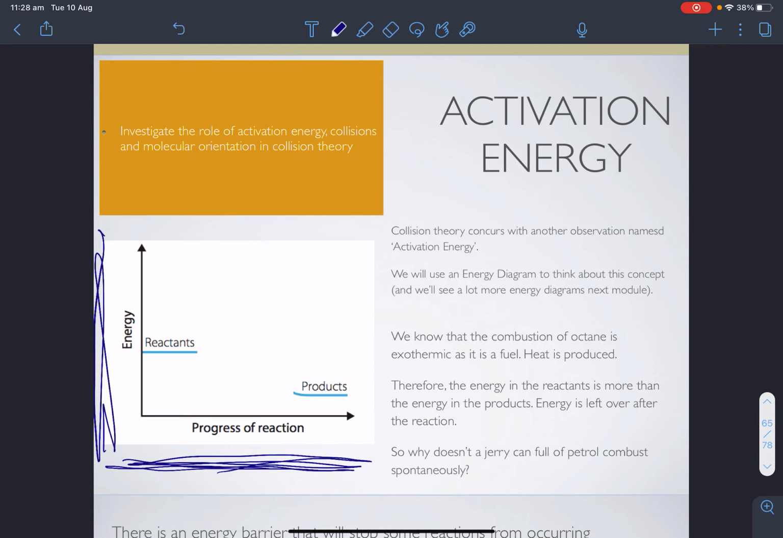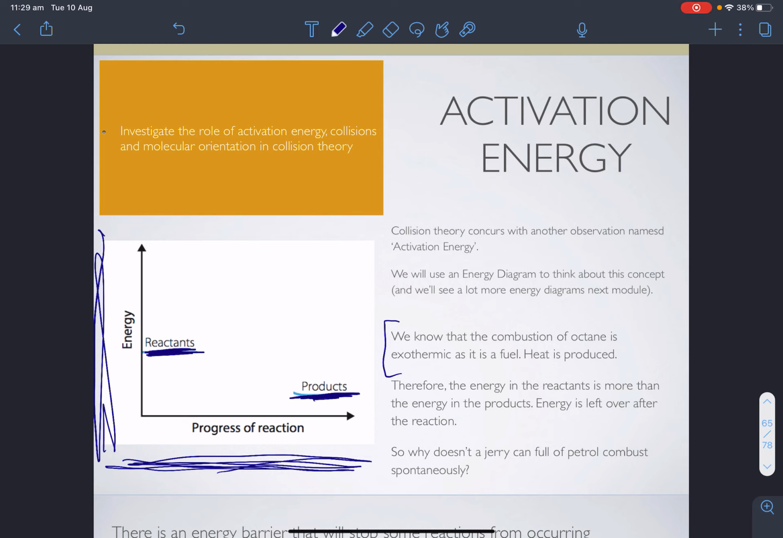So here, I'm using the example of the combustion of octane. We know that the combustion of octane is exothermic, we use it as a fuel, so heat is produced through the reaction, or energy is left over on the product side. Therefore, the energy of the reactants is up here, is high, relative to the energy of the products, which is lower. So the reactants started at a higher energy, the reaction goes through, and the energy in the products, the energy in the chemical bonds, is less than that. So there's energy left over that's given out as heat.